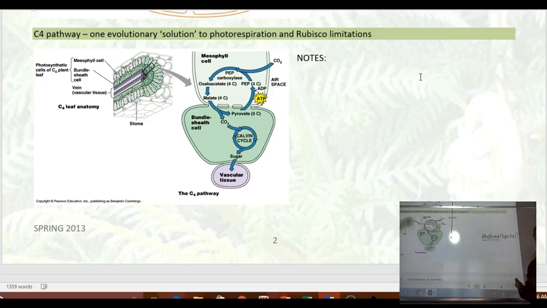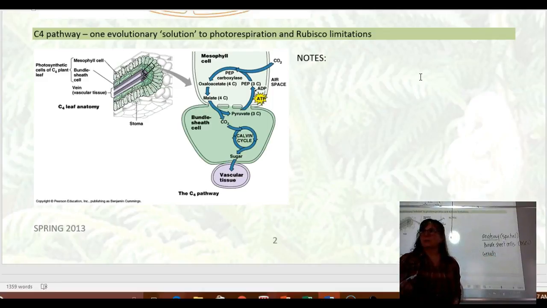So what we know is that the anatomy of C4 plants is something that has a wreath of bundle sheath cells, or if you will, BSCs, bundle sheath cells. You might see me abbreviate that along the way. And for the C4 leaf anatomy, we've got a halo or a wreath of those cell types that surround the vascular tissue.